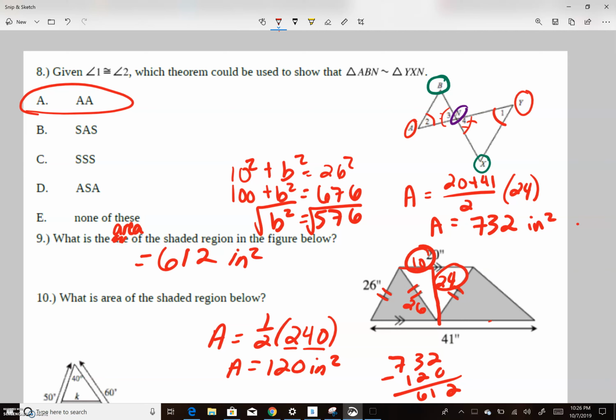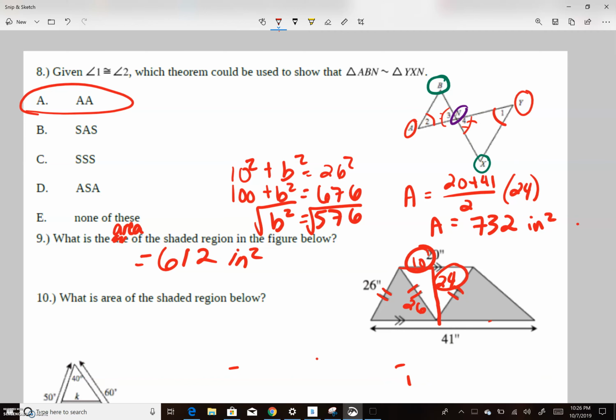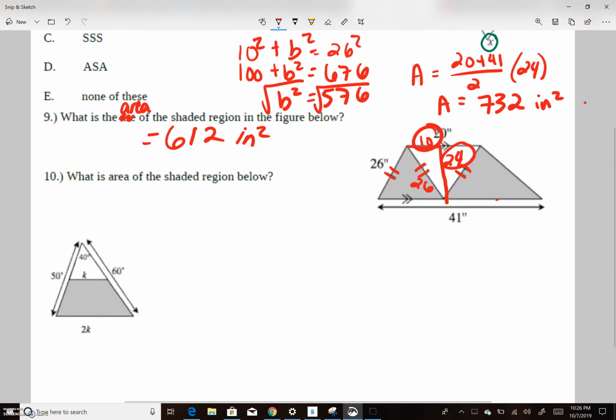Yay, that was fun. Okay, erasing this triangle works, so we can move on. No, I guess I didn't need to erase that. That's fine. All right. What is next? What is the area of the shaded region below? Yay, same type of thing.